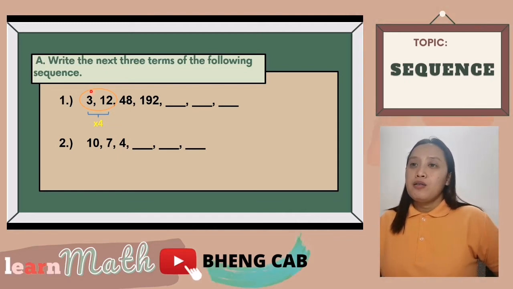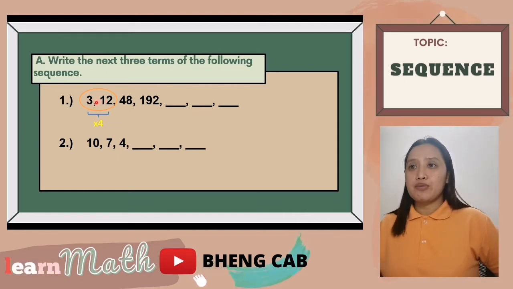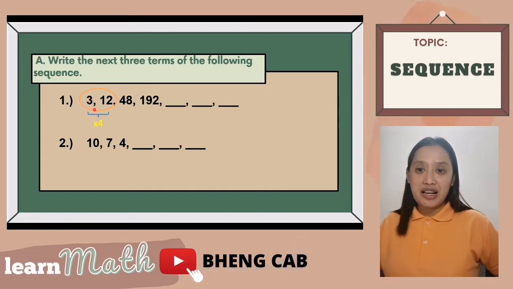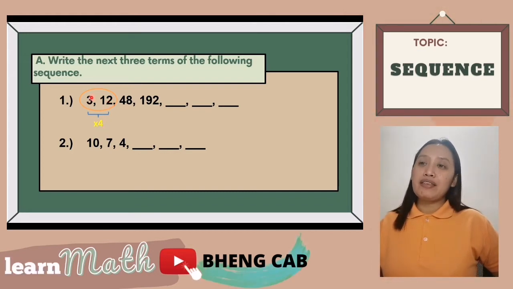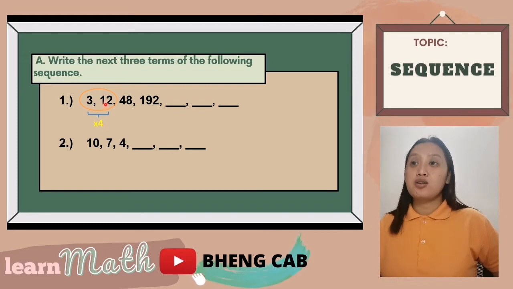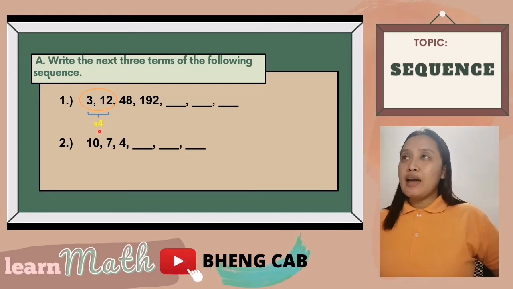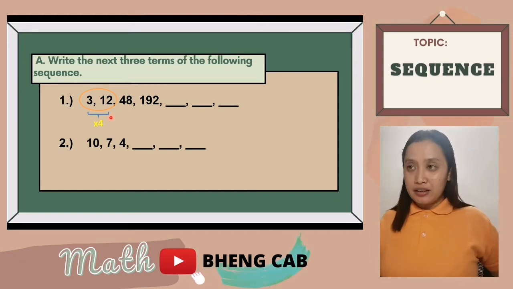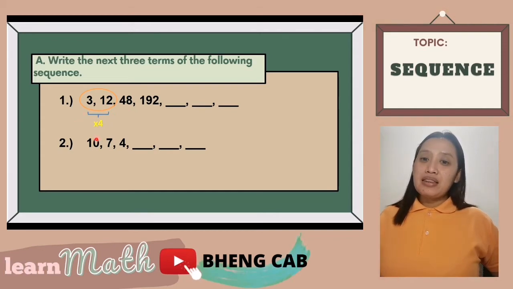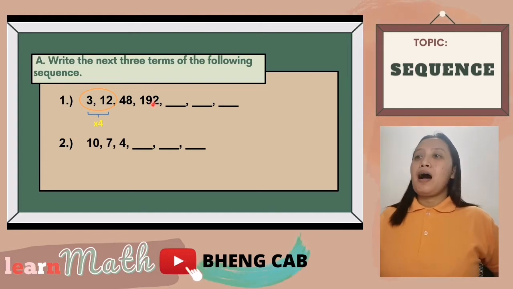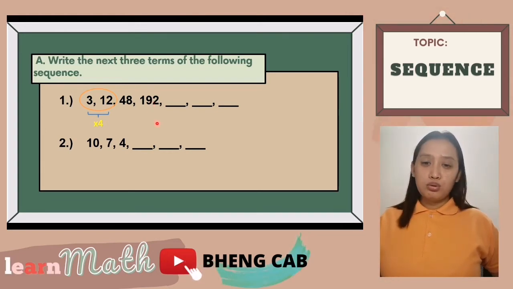So, 3 and 12, ang ating first two terms, anong number ang kapag minultiply mo sa 3, the answer will become 12? It is 4. So, when we try to multiply 3 and 4, the answer is 12. So, ang times 4 ba ay ang ating pattern? Let us try in multiplying this 4 and the rest of this terms. Kapag naging true to the terms, then meaning to say, times 4 nga ang ating pattern.